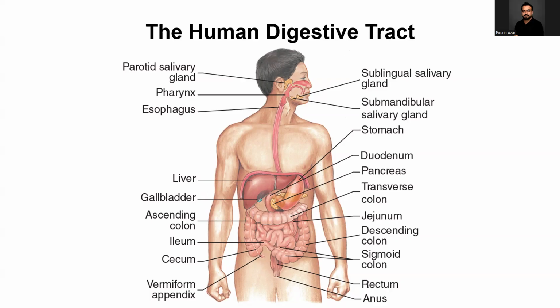We have salivary glands, esophagus, which is between the pharynx and stomach. We have stomach, small intestine, large intestine, liver, gallbladder, pancreas, all these different organs. We have bloodstream, we have lymph system. All these organs and tissues and different systems are involved in digestion and absorption and transportation of carbohydrates.